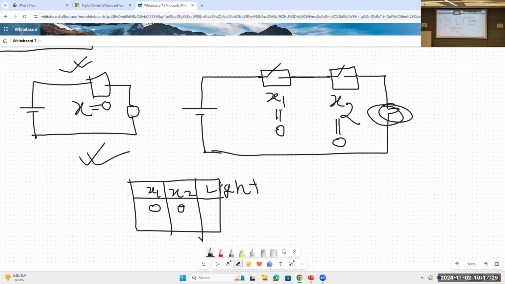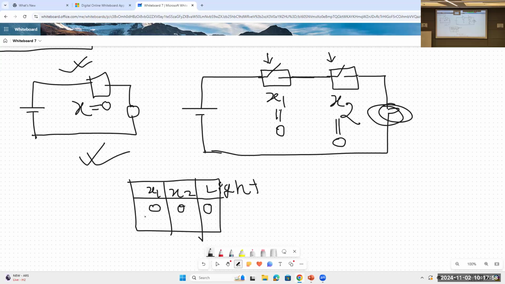Now in this combination, will the light glow? No, because the light is not connected to the power supply. There is a disconnection in the line. X1 is 0, so there is no connection right here, and there is no connection right here. So there is no possibility that the light will glow. If the light does not glow, we represent it as 0. I'm putting 0 here because in this case the light will not glow.